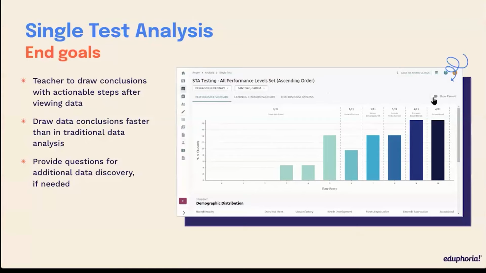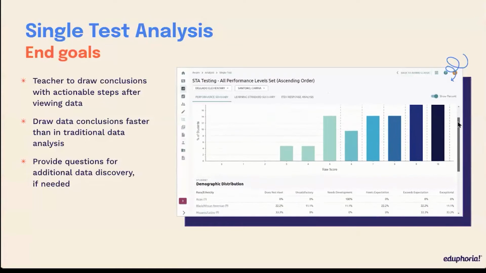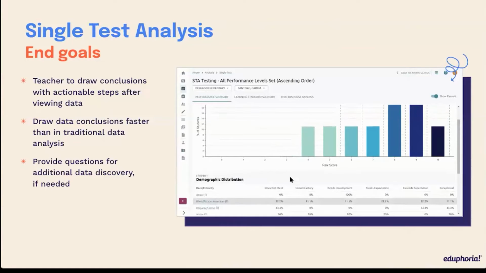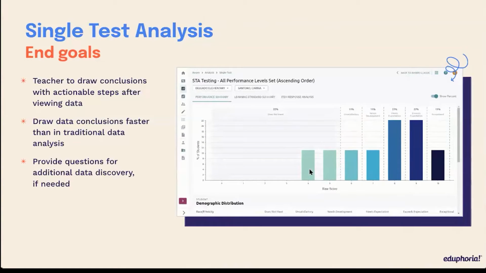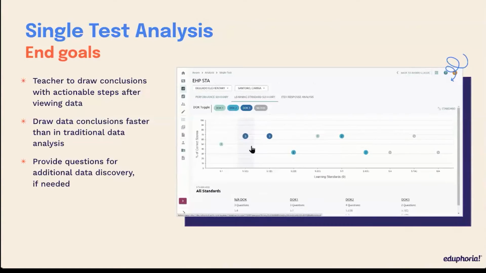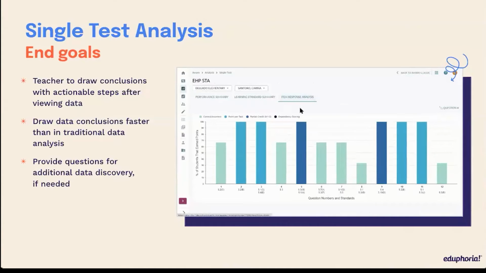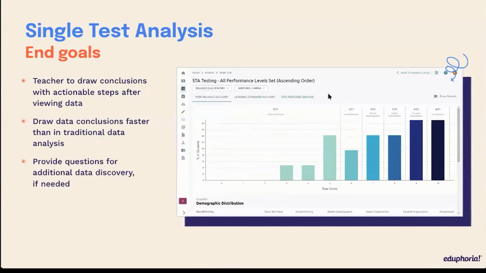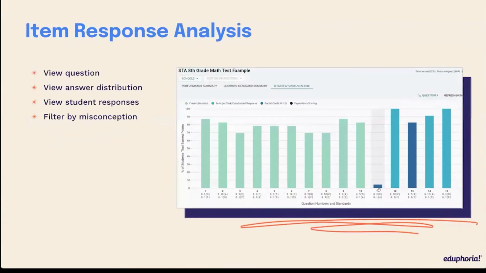But when we look at single test analysis, the end goal is to help you draw conclusions while viewing your data. And you can see that interactiveness of the graph where I can go down to the demographic distribution and filter. I can go to a learning standard summary and see the standard performance. And then I even have an item response analysis. You can see in the standard performance summary how it's filterable by DOK. And in the item response, I can sort it by questions and look by the scoring type of what's going on. So I get a lot of really powerful information at a glance.